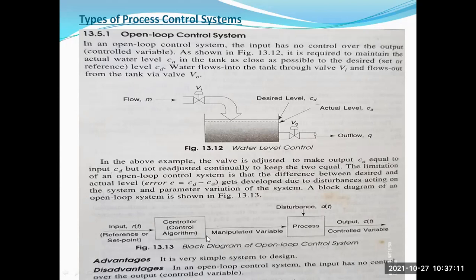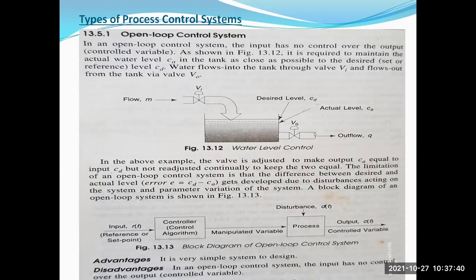So this is basically an open loop control system, where you can see no feedback loop is used from the output section to the reference or set point. So at that time different types of error or deviation come from the open loop control system. Okay, so we come to this point, that is, what are the advantages and disadvantages of the open loop control system.